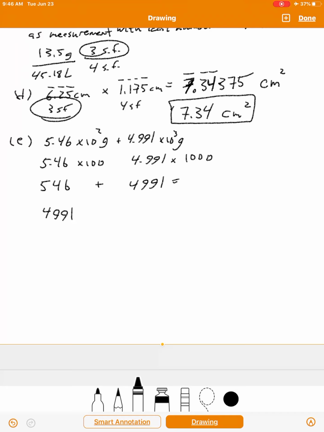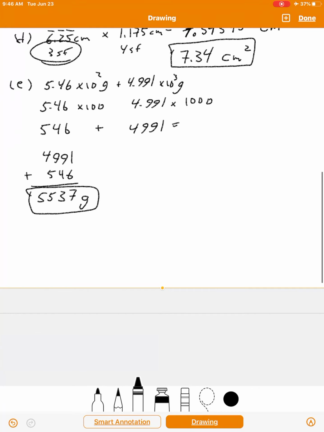So 4,991 plus 546. Notice they both go out to the ones column. So that means that the answer is going to be in the ones column. So 5,537, and then they're grams. We're adding grams, so there would be your answer right there. So that's one approach, is just to make them both decimal.